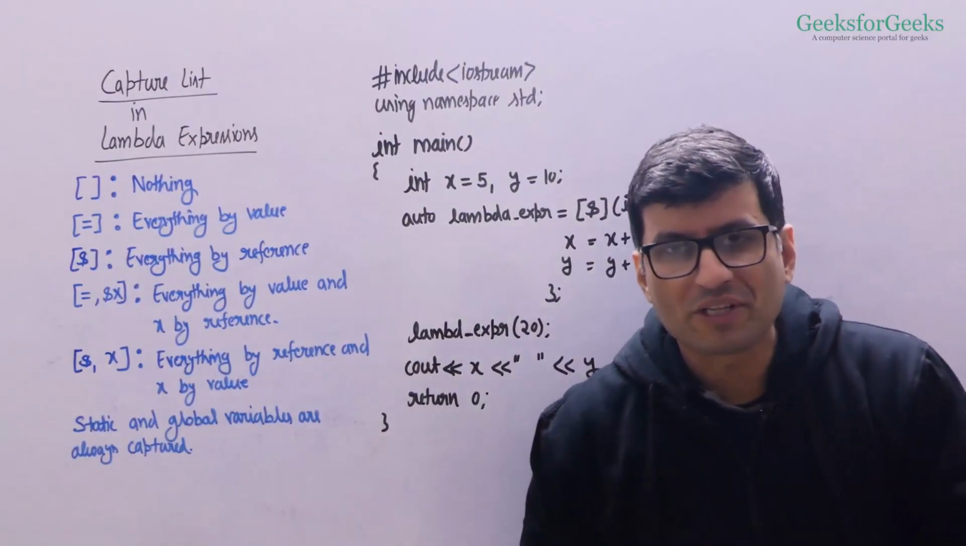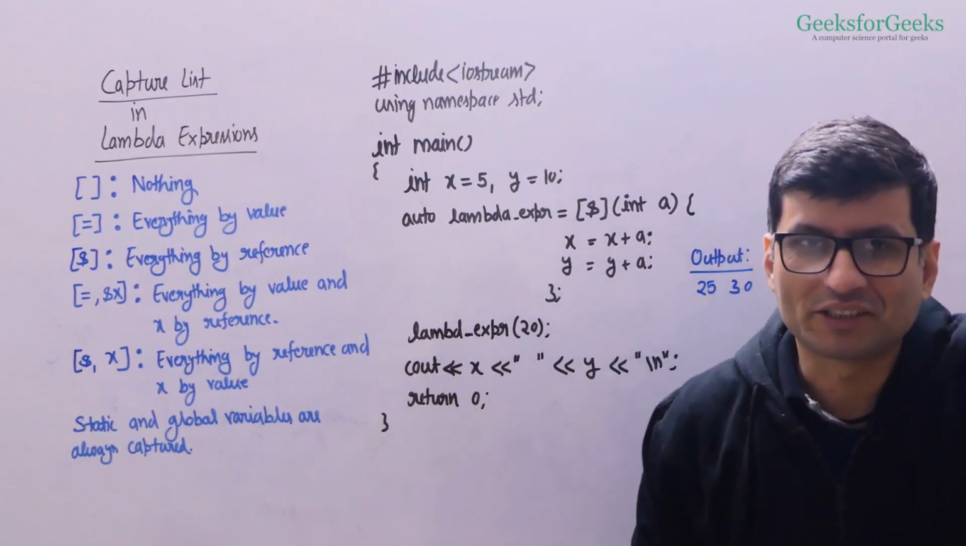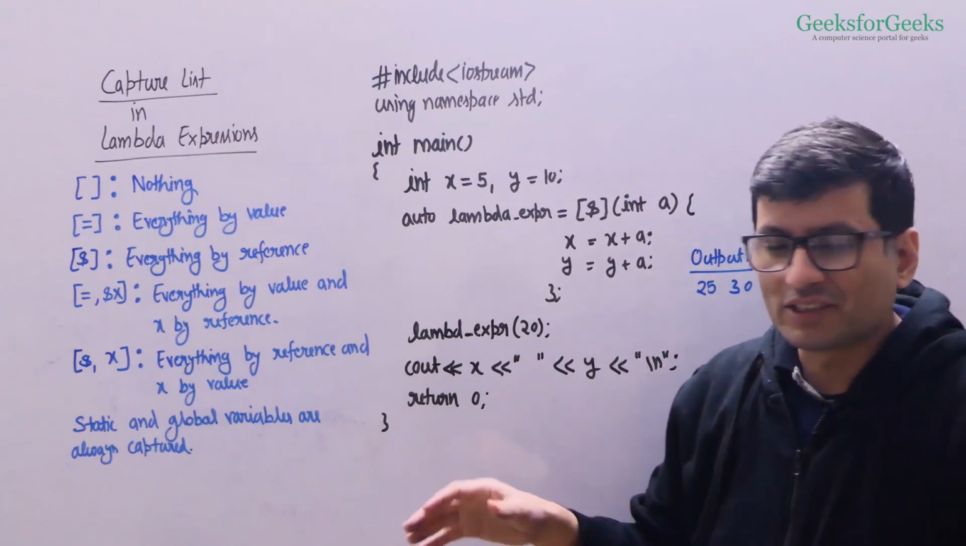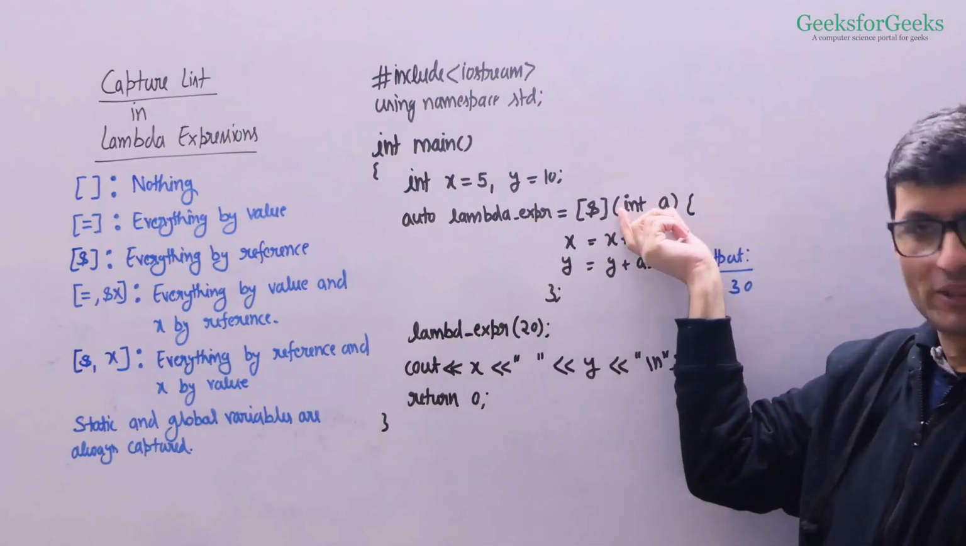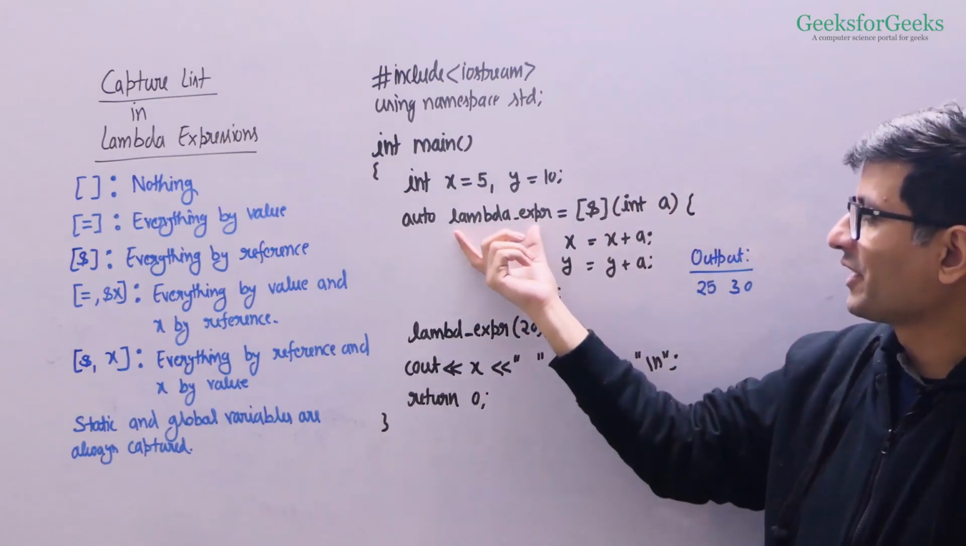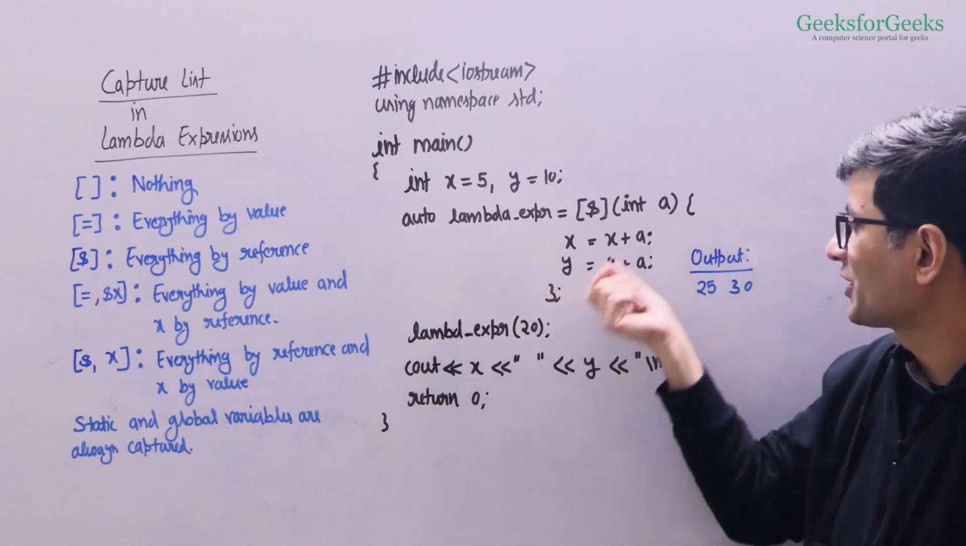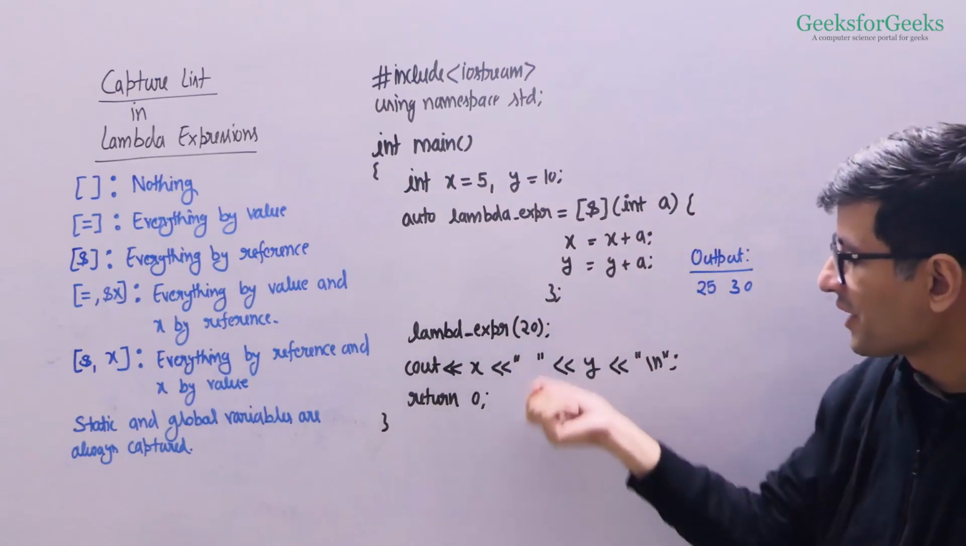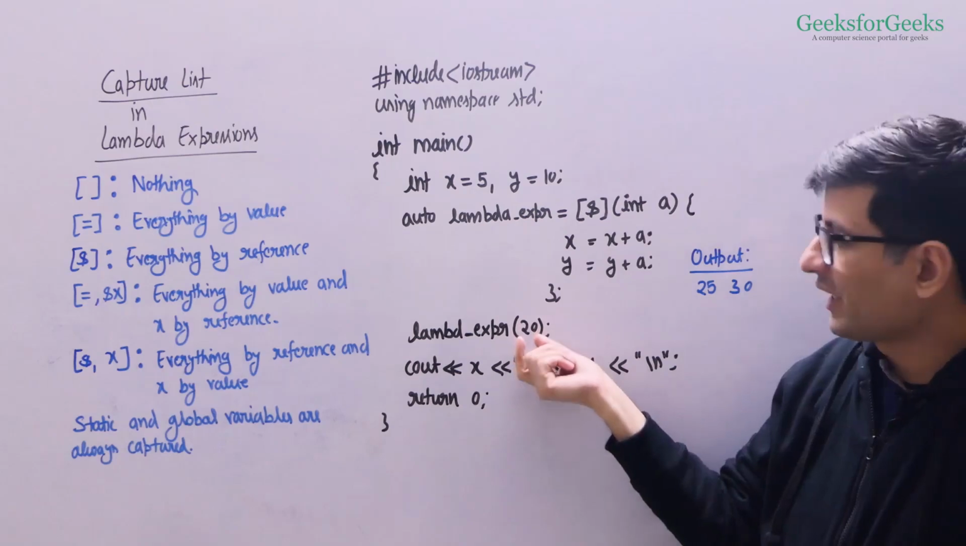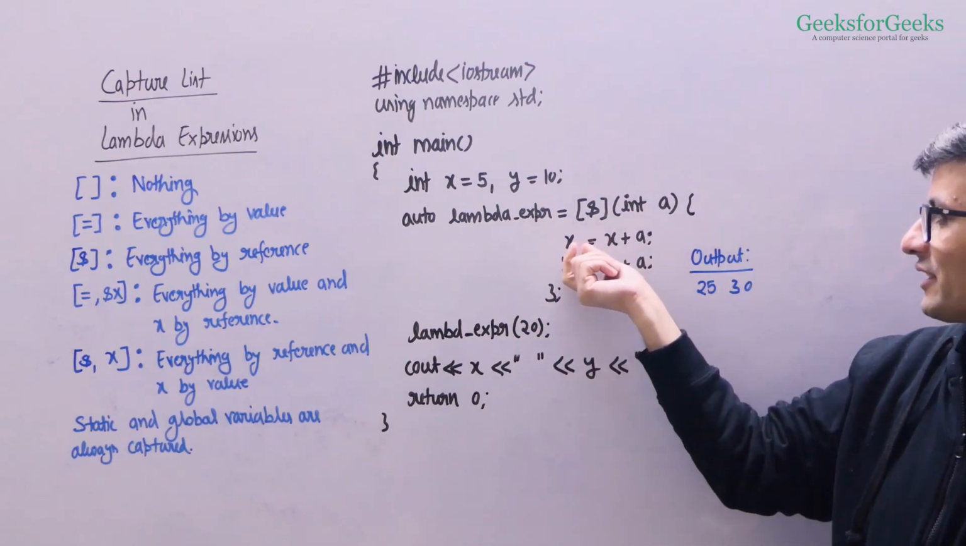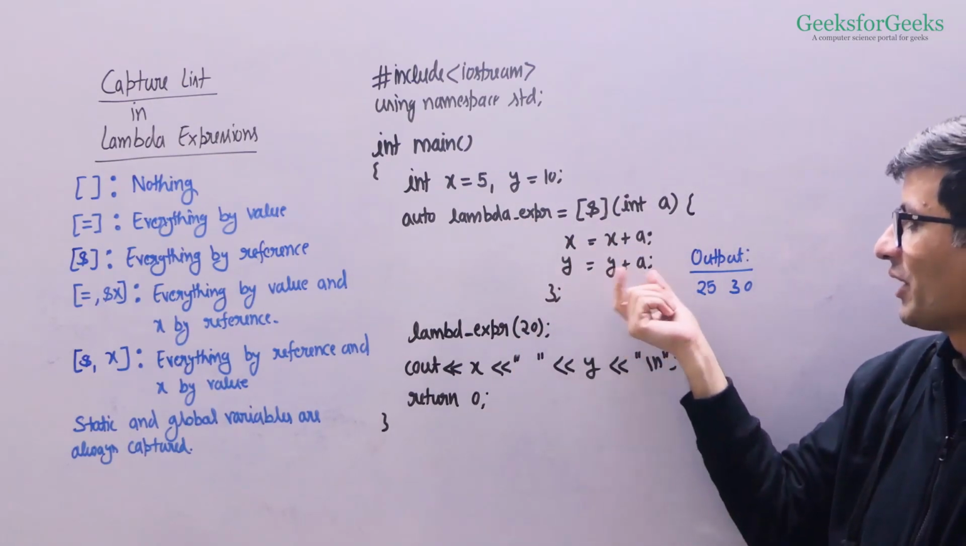Let's now talk about capture list in Lambda expressions. So we have discussed Lambda expressions and we have seen that we can pass parameters to Lambda expressions. Like I have created a Lambda expression here which takes an integer parameter and I pass this parameter 20 to it, and what it does is x equal to x plus a and y equal to y plus a.